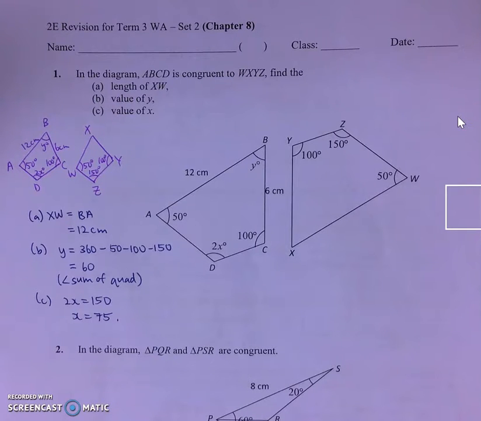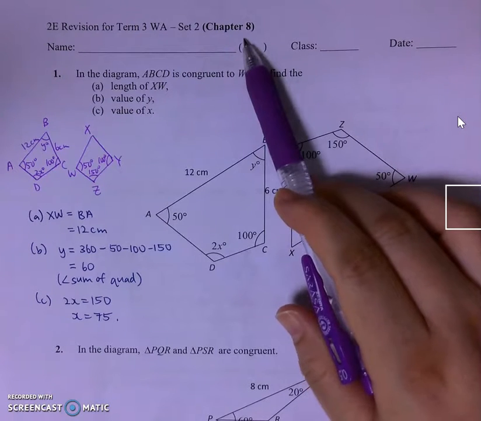We'll now do a run-through for your 2E revision worksheet for Term 3 WA for Set 2 on Chapter 8, Congruence and Similarity.